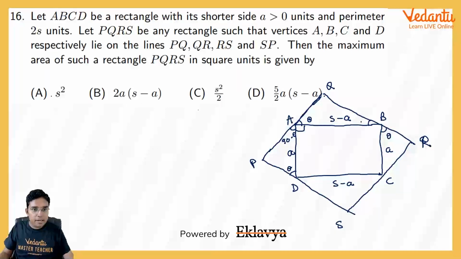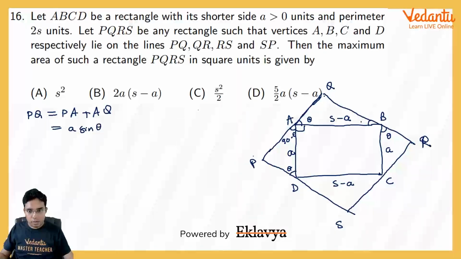Now to find the area of this rectangle PQRS, I have to find side PQ, which will be PA plus AQ. And this PA is actually A sine theta, because this angle at P is 90. So in this right angle triangle, using sine theta is equal to AP upon A, AP is A sine theta. And similar to this, AQ will be S minus A cos theta. So this is my one side.